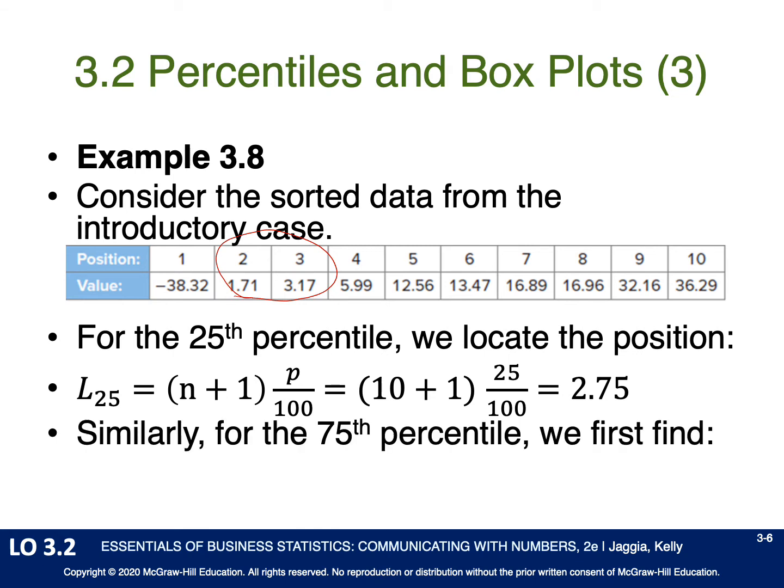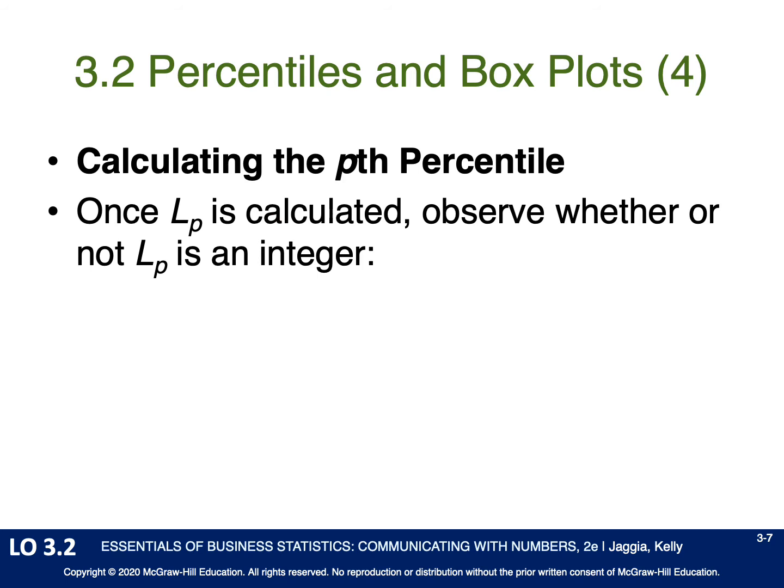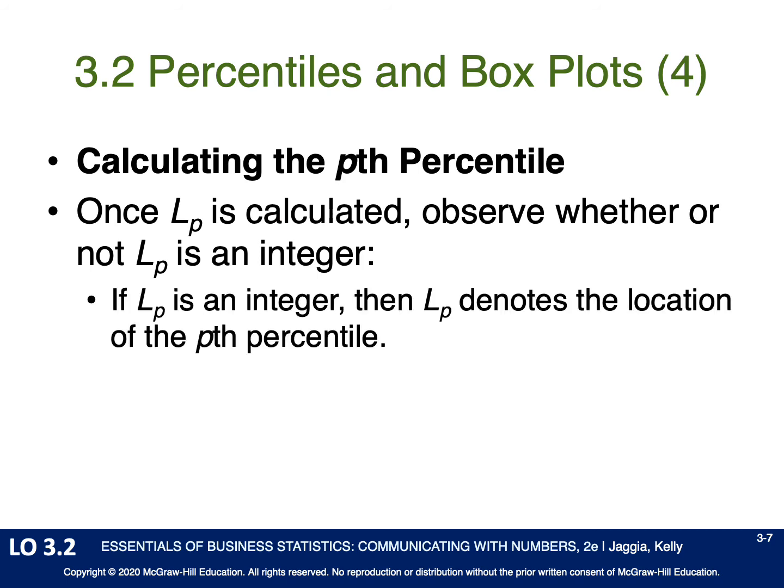All right, so hopefully you've calculated this. So we're going to plug in 75 where we had the 25 plugged in. So we get 11 times 0.75 and we get 8.25. So that means that the 75th percentile falls 25% of the way between the 8th and 9th observation. All right. So once we know the location, if we happen to get an integer or a whole number as our location, so if the answer just came out to be 3, then we could say this observation is the 25th percentile.